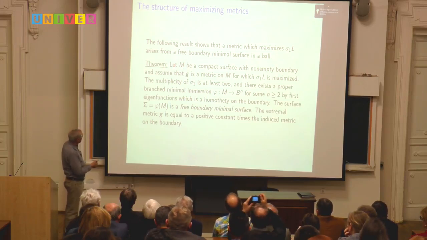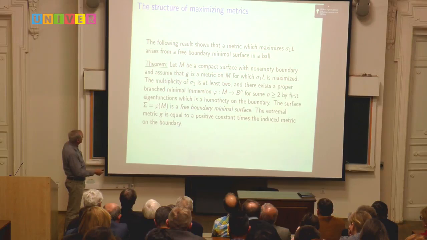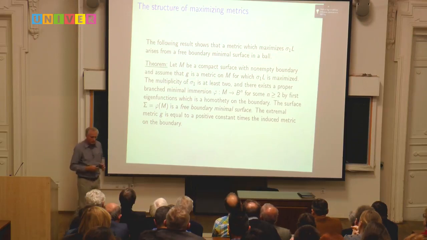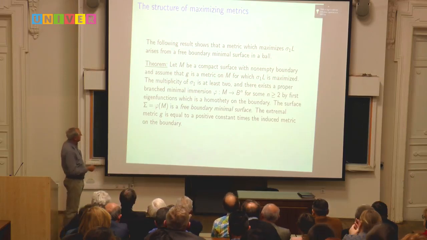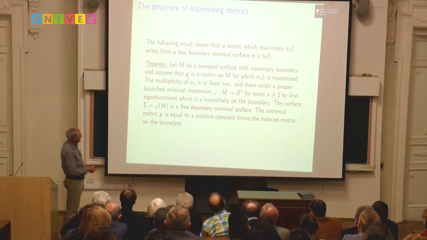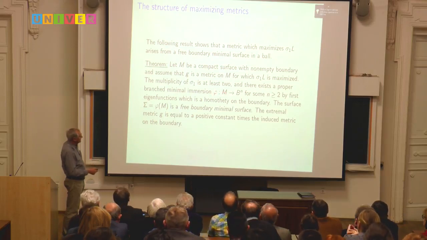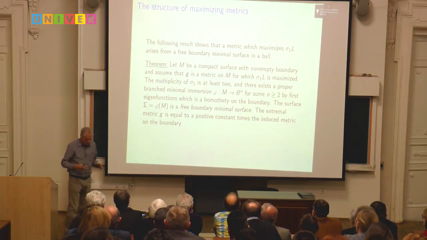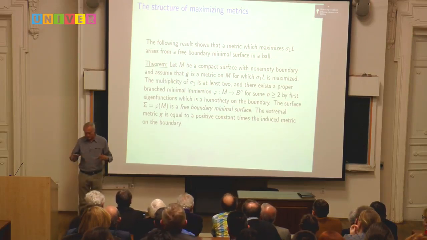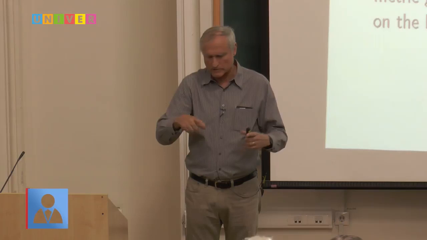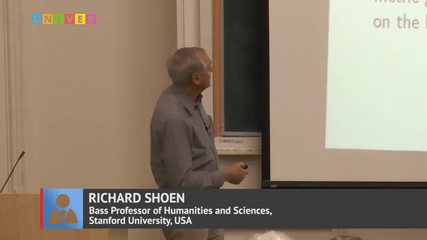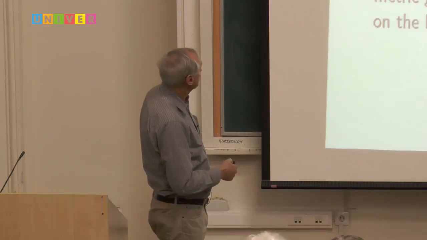So the first main theorem is that if I take a compact surface and I assume I have a metric which maximizes sigma 1 L, then the multiplicity of sigma 1, that is the dimension of the eigenspace, is always at least 2. And I can find a proper branched minimal immersion, call it phi, from M into B^n, where n is at least 2, by first eigenfunctions. And on the boundary, the mapping is a homothety. That means it has constant derivative, so if I take the pullback metric, it takes a constant value on the boundary of M.